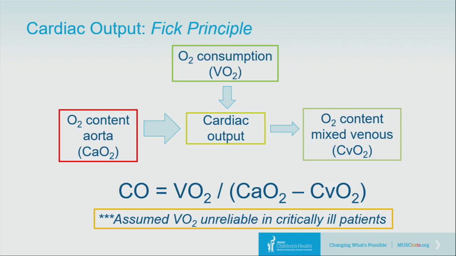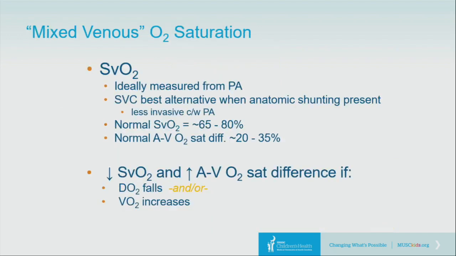But that being said, we do look at trends in mixed venous oxygen saturation levels when monitoring patients for low cardiac output states. Ideally, it would be measured from the pulmonary artery, but we rarely have that information in the current era. So the next best alternative would be the superior vena cava, particularly when anatomic intracardiac shunting is present. The normal values would be between 65 and 80%, and a normal arterial venous oxygen saturation difference would be in the 20 to 35% range.